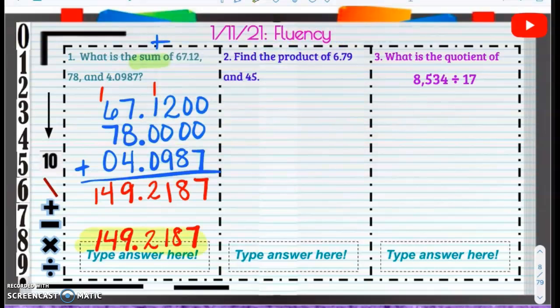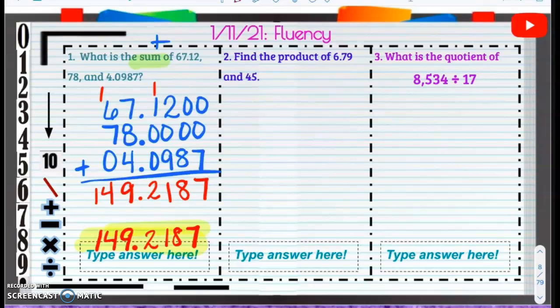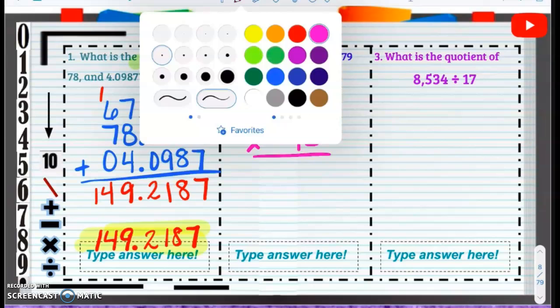So there's our answer for that one. All right, number 2, find the product. Product, so that means multiply, of 6 and 7900ths times 45. So remember, we don't need to line up when we're multiplying. We're going to push it all to the right. So we're going to multiply, and we're going to forget that decimal until the very end.